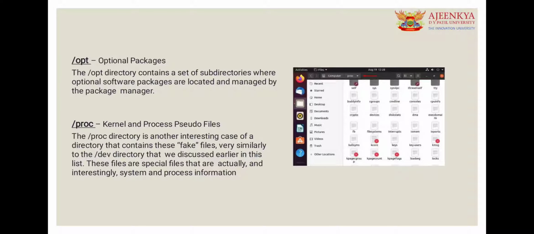/opt, optional packages. The /opt directory contains a set of subdirectories where optional software packages are located and managed by the package manager. /proc, kernel and process files. The /proc directory is another interesting case of a directory that contains fake files, very similar to the /dev directory that we discussed earlier in the list. These files are special files that are actually, and interestingly, system and process information.